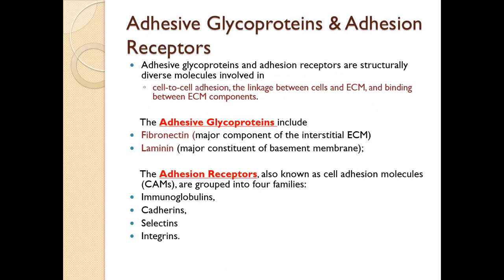Adhesive glycoproteins and adhesion receptors. These are structurally diverse molecules which are involved in cell-to-cell adhesion, linkage between cells and extracellular matrix, and the binding between the extracellular matrix components. Fibronectin and laminin come under the heading of the adhesive glycoproteins, and adhesion receptors, which are also known as the cell adhesion molecules, CAMs. They are grouped into 4 families, which include immunoglobulins, cadherins, selectins, and integrins.